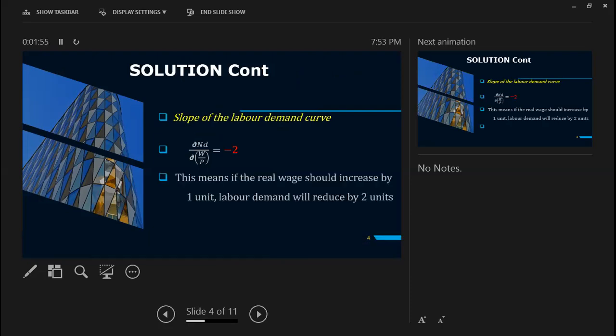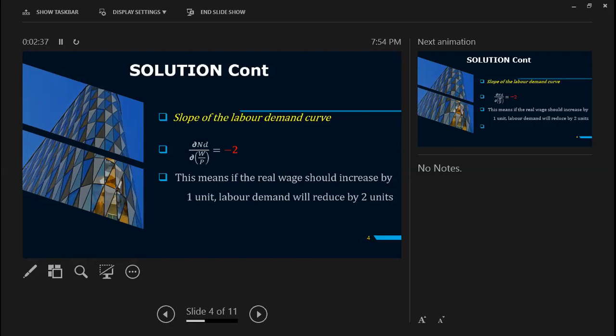Negative 2. So how do you give the explanation? This means if the real wage increases by 1 unit, then labor demand will decrease by what? By 2 units. Are you with me? Yes. So just differentiate the labor demand function with respect to real wage. Then the answer that you get will always be negative. So a unit change in real wage will cause this unit decrease in the labor demand function.